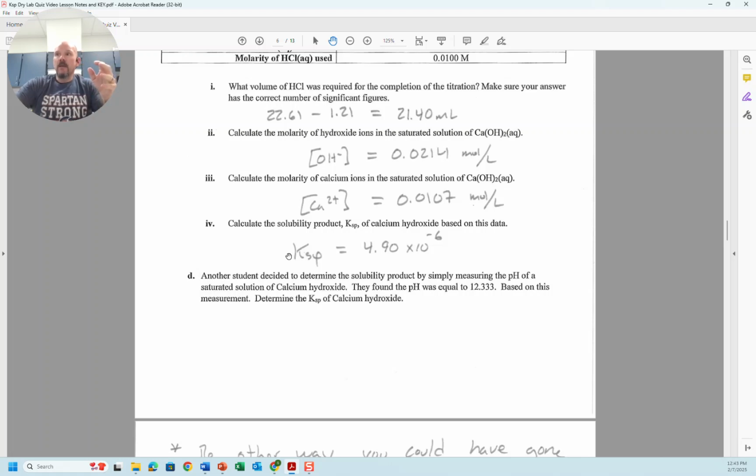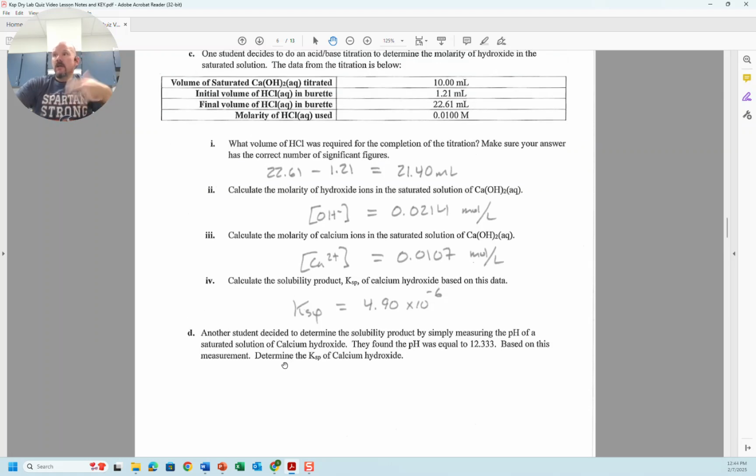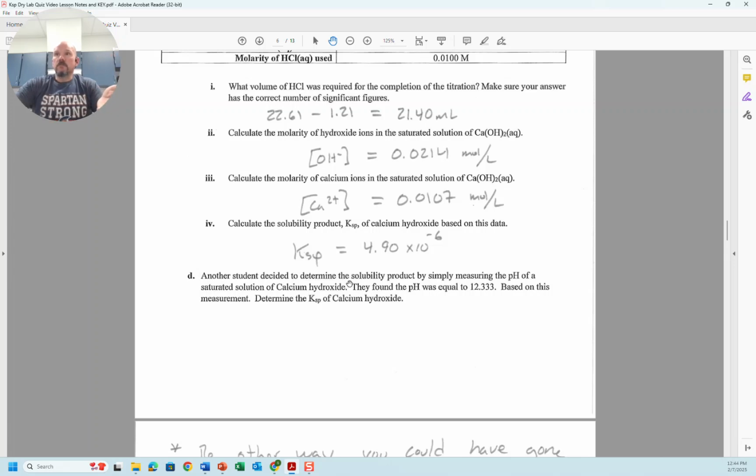the calcium hydroxide, but instead of doing a titration, they just measured the pH of the solution. What we have to remember is that calcium hydroxide is a base. pH is a measurement of how acidic a solution is, but so is pOH. So we could do 14 minus the pH to get the pOH, and if we know the pOH, we can calculate the molarity of hydroxide. The molarity of calcium is half of that, and then plug them into the expression.